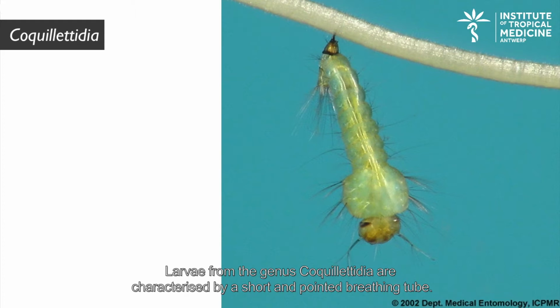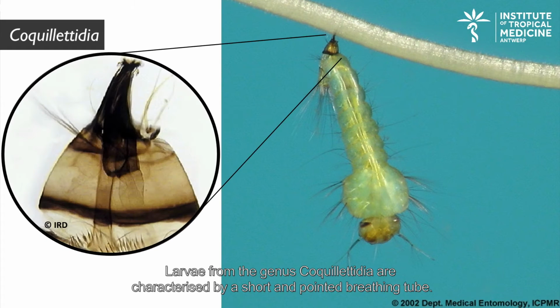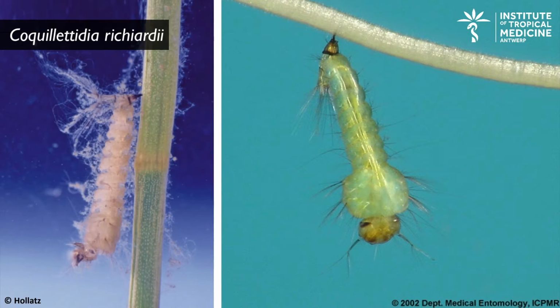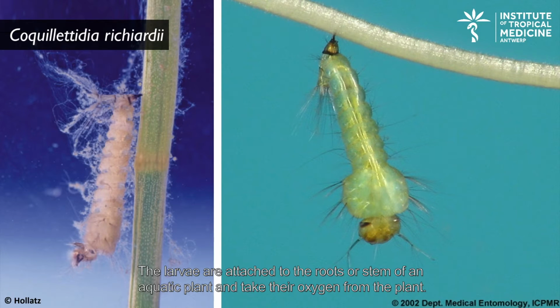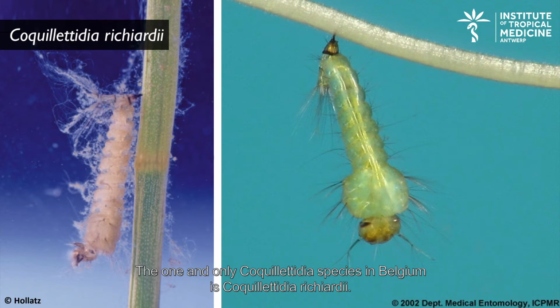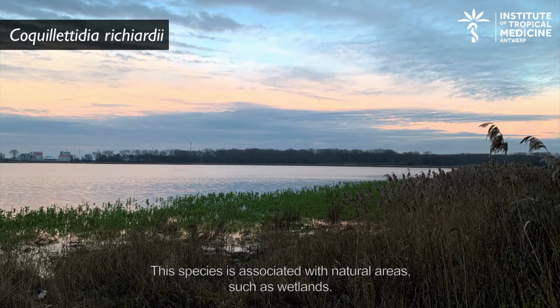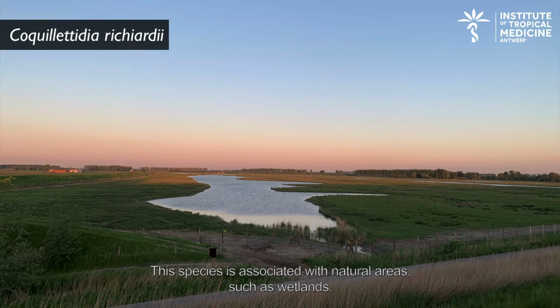Larvae from the genus Coquillettidia are characterized by a short and pointed breathing tube. The larvae are attached to the roots or stem of an aquatic plant and take their oxygen from that plant. The one and only Coquillettidia species in Belgium is Coquillettidia richiardii. This species is associated with natural areas such as wetlands.